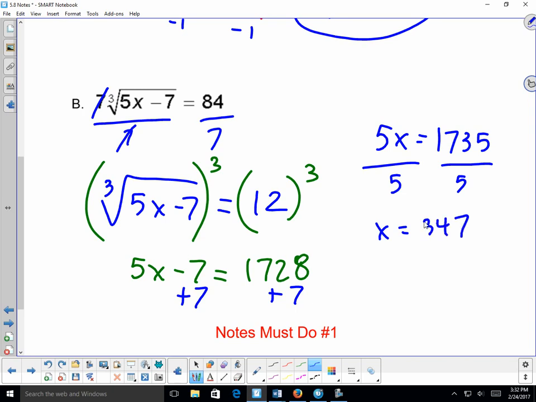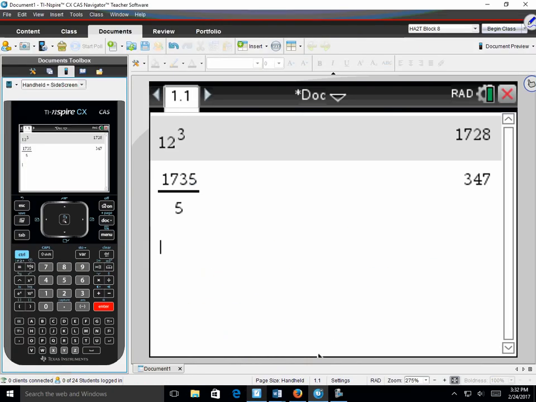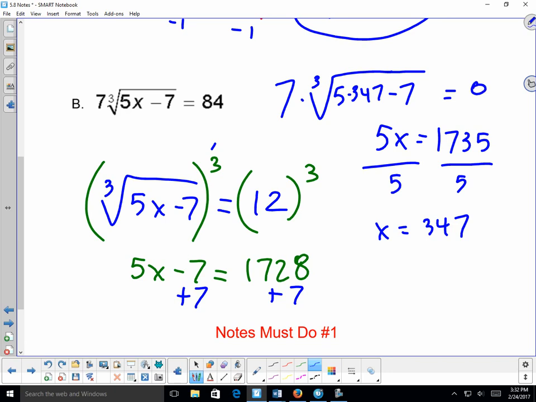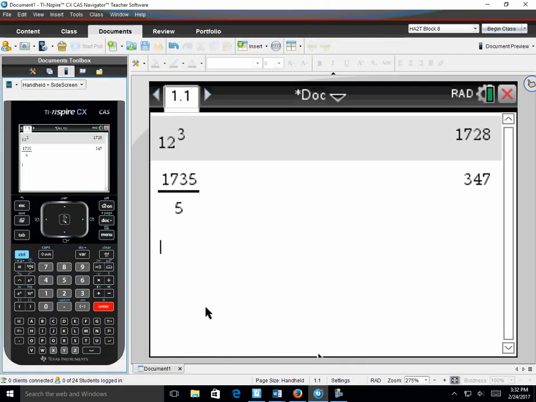We can do a check. We're going to plug 347 in. Let me get my original equation back up here. Here's my original. I'm going to do 7 times cube root of 5 times 347 minus 7, all underneath the radical. And we're wondering, is that equal to 84? If I'm typing this in, I want 7 times the cube root. I need to get a cube root, so I'm going to do that by pressing Control and the caret button. I'm going to type in 3 for a cube root. And what do I want under my cube root?